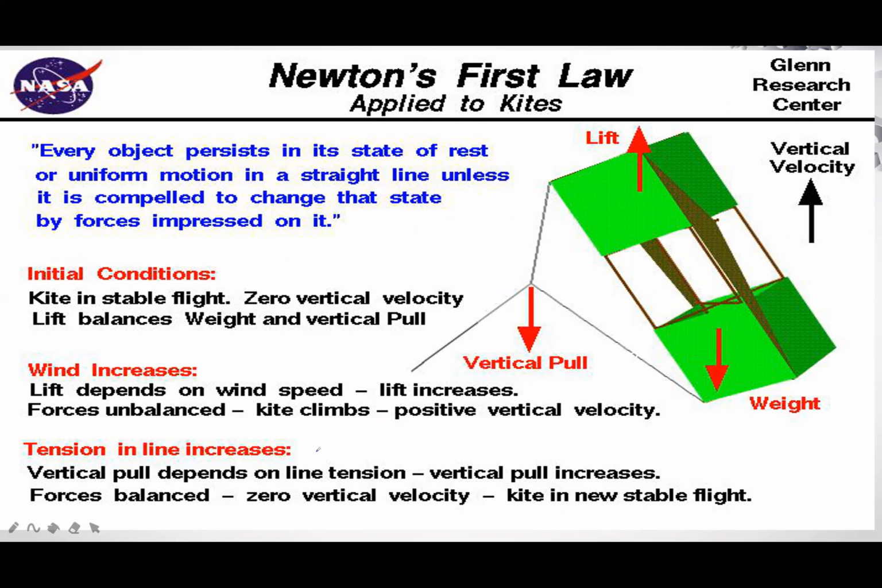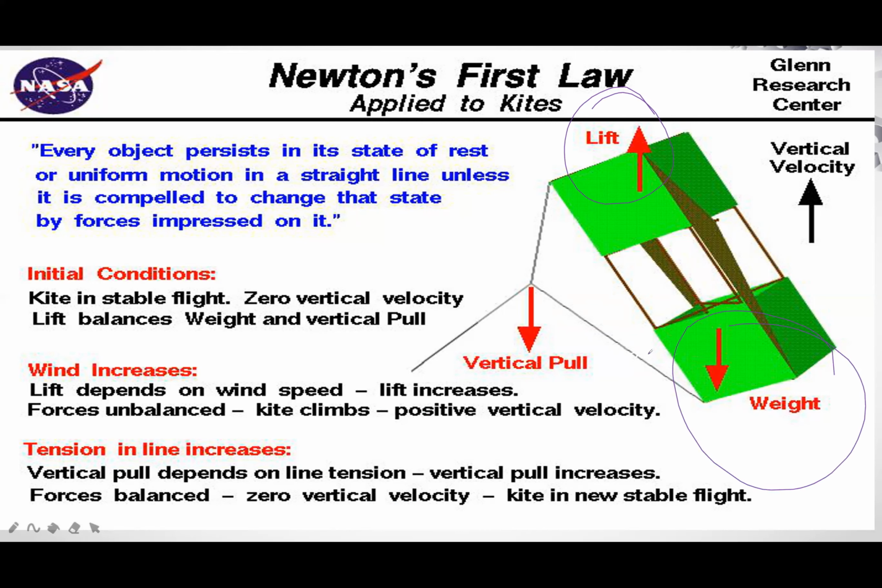First law: every object persists in its state of rest or uniform motion in a straight line unless it is compelled to change that state by a force impressed on it. Initial condition: a kite in stable flight, zero vertical velocity, lift balances weight in the vertical. In a balanced condition, the upward force, which is called lift, will be equal to the weight of the object.